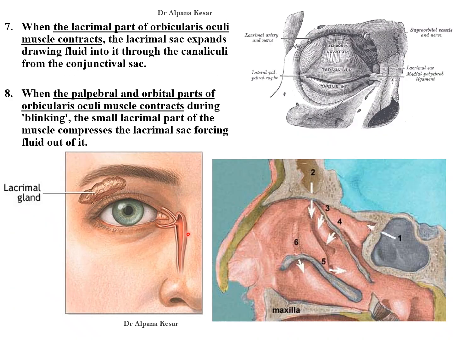When the orbicularis oculi muscle relaxes, the lacrimal sac will expand. When it expands, it will draw the lacrimal fluid from the conjunctival sac, which will pass through the lacrimal canaliculi into the lacrimal sac. When the orbicularis oculi muscle contracts, as in case of blinking, it will compress the lacrimal sac. This will force the lacrimal fluid out of it into the nasolacrimal duct.